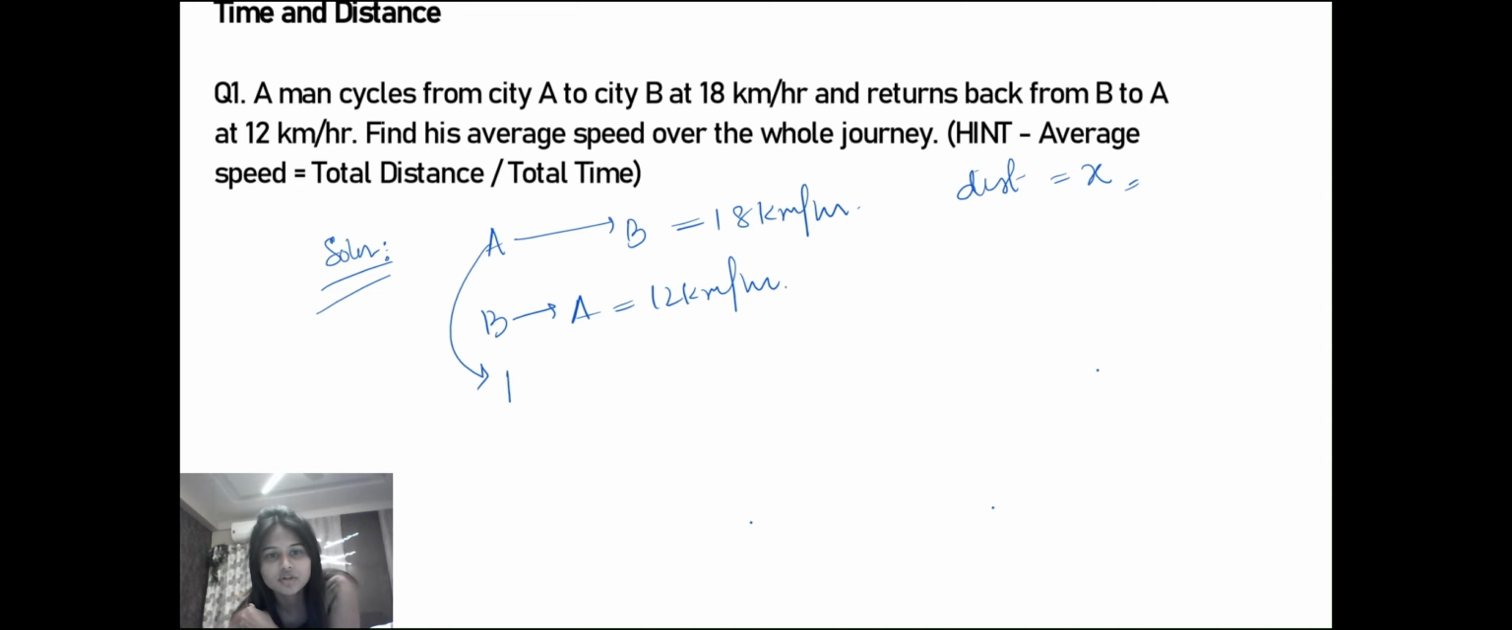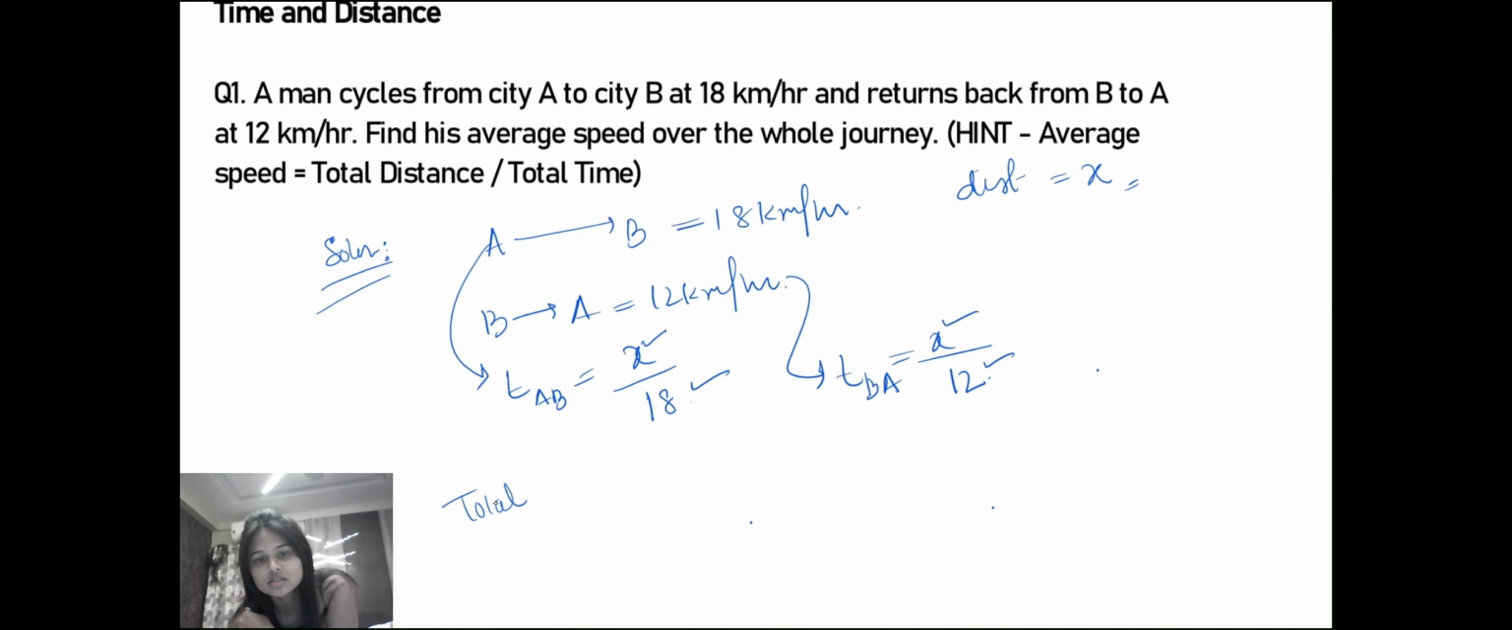Therefore, can we say for this we need time A to B as distance by speed. So distance is x and speed is 18. And for this the time we need is x by 12. That is distance by speed.